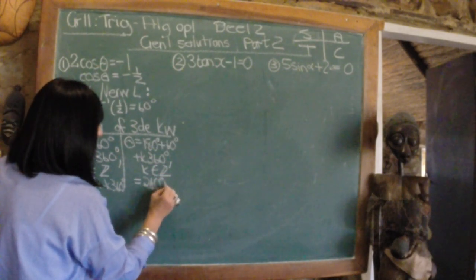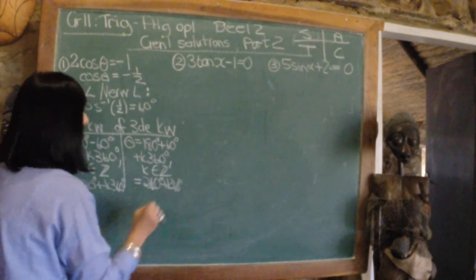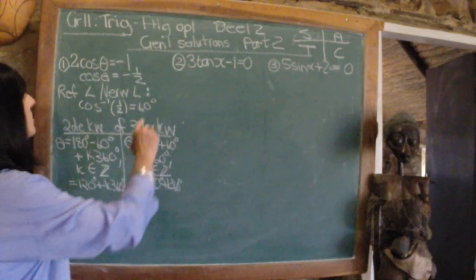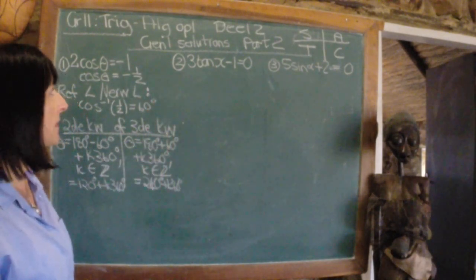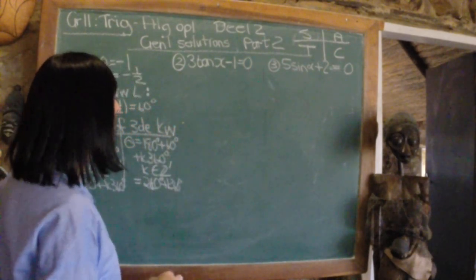Grade plus k times 360 degrees. And I'm done with my general solution. Let's go to the second one. The second one, this thing is not ready to get a reference angle.